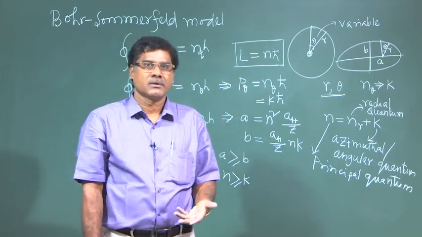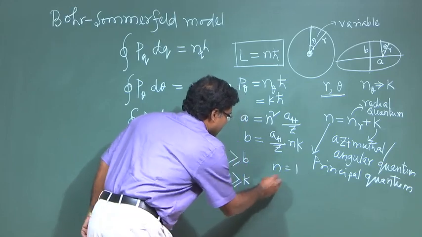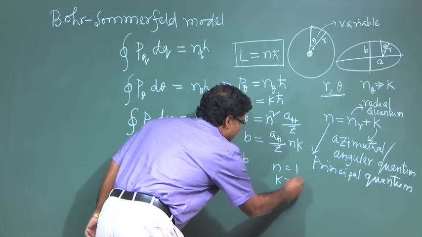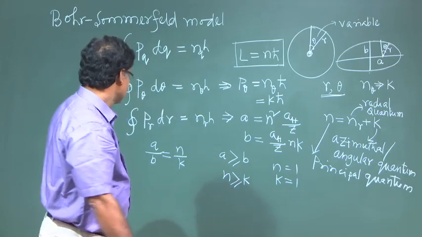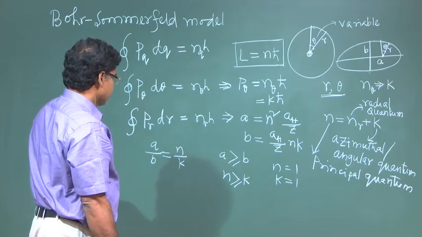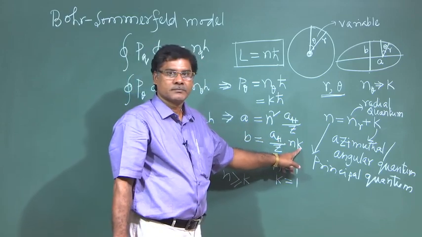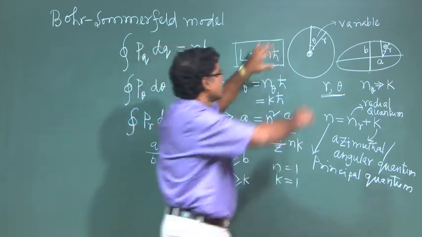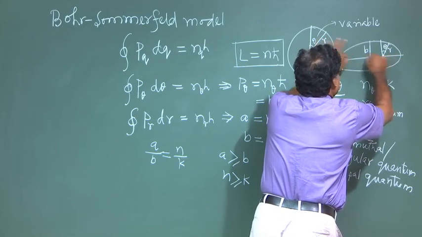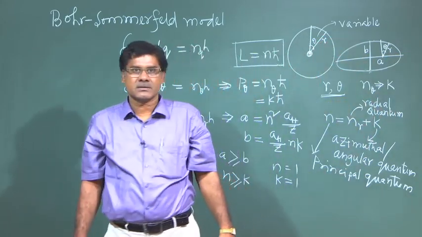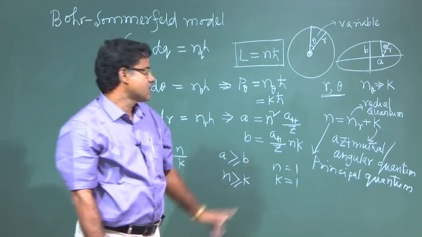K value will also start from 1. The minimum value of n is 1, so for n equal to 1, k will be 1. K equal to 0 is not allowed. If k equal to 0, then b equal to 0, so only a will be there. So motion will be along the A axis, passing through the nucleus. That is impossible, not feasible. That's why k equal to 0 is not allowed.